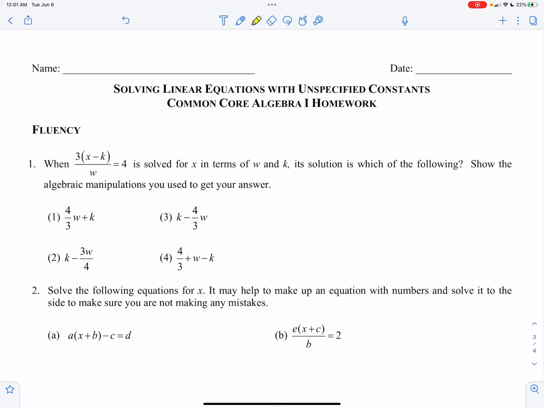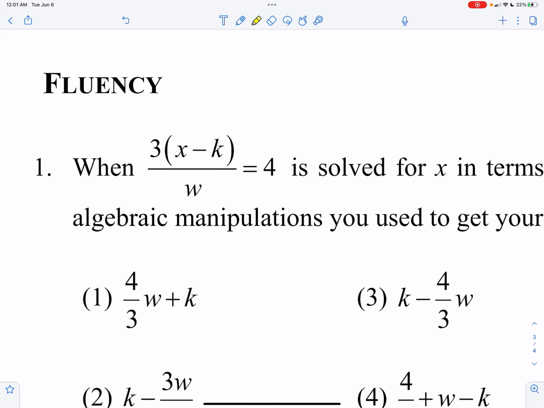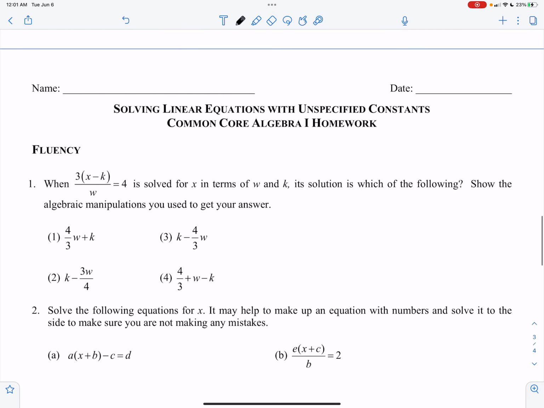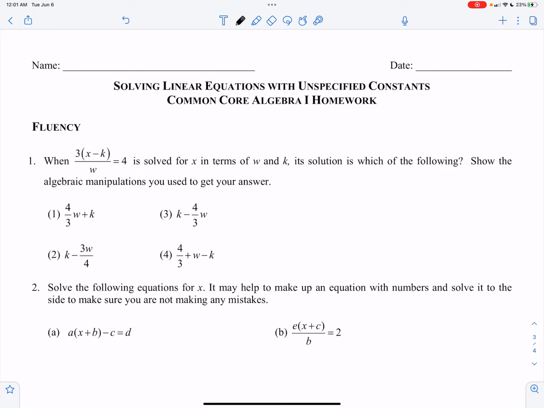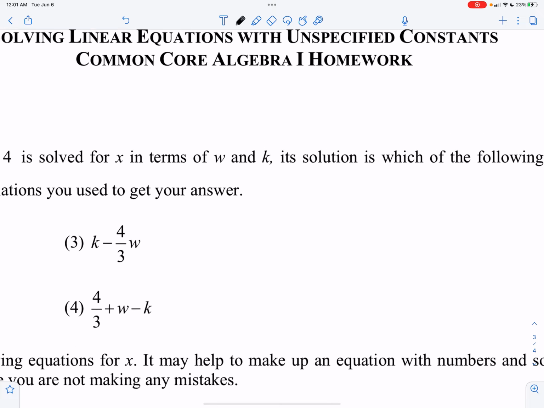Let's begin. Part 1. When we look at the expression here, 3 times x minus k, and then dividing that result by whatever w is, and then that's supposed to equal 4. So it says when that equation is solved for x in terms of w and k, what that means is your answer needs to have w and k in it. Its solution is which of the following? Show your work. Okay, so let's take the equation.